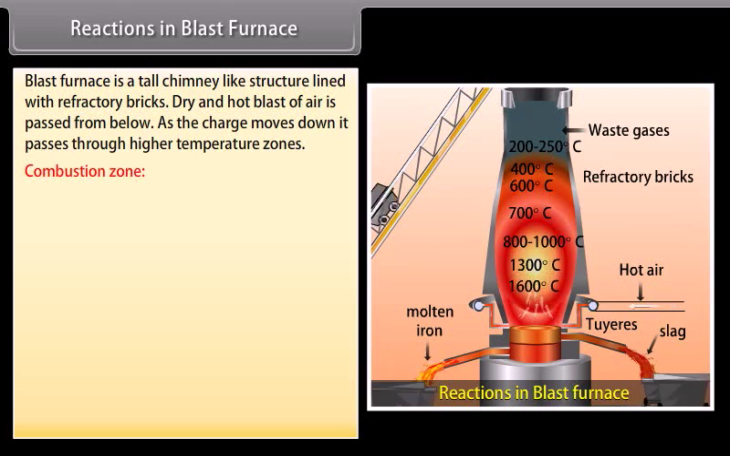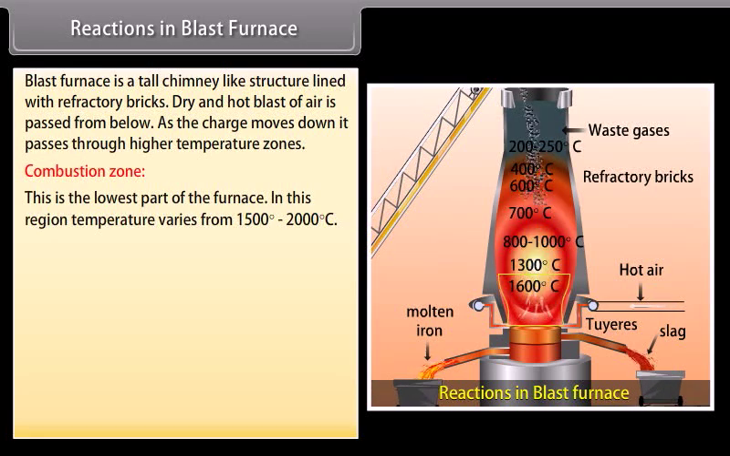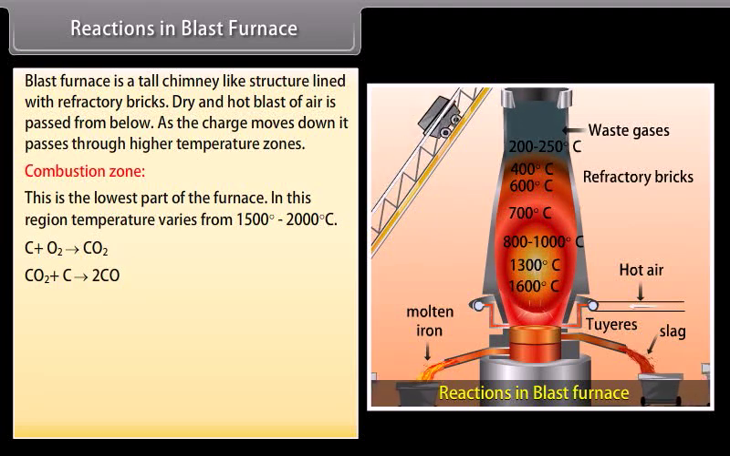Combustion zone. This is the lowest part of the furnace. Here, coke burns in the hot blast of air. In this region, temperature varies from 1500 to 2000 degrees Celsius. Carbon dioxide rises upwards and meets with red-hot coke.